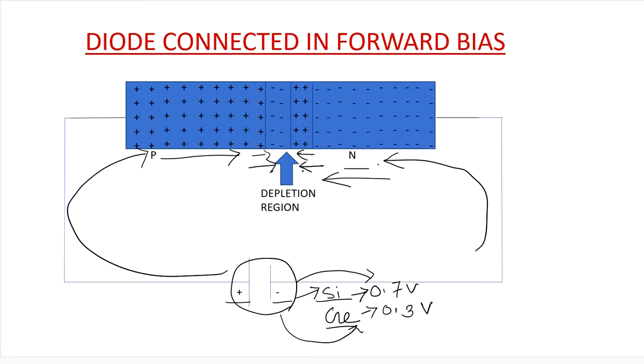starts decreasing and becomes zero, and there will be a flow of current through the diode from the positive terminal of the battery to the negative terminal of the battery. So under this forward bias condition, there will be a huge flow of current through the diode as the depletion region becomes zero at a certain level of voltage.